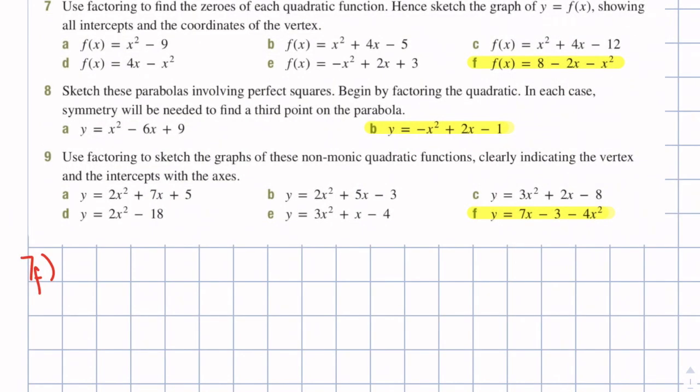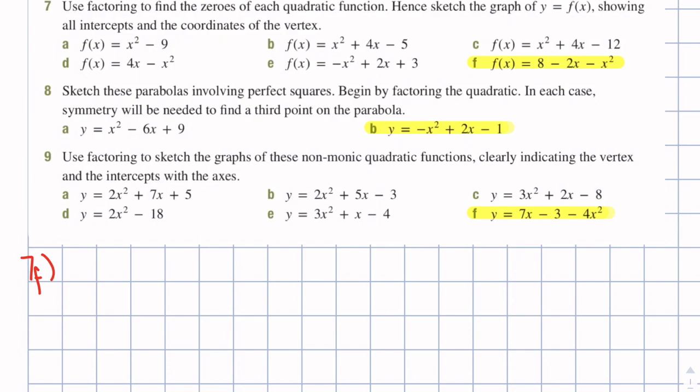Hello, so we're now going to have a look at some of the more tricky questions in the development section for exercise 3D, so sketching quadratics using factoring. With all of these questions, if you can't remember how to factorize or you can't bother factorizing, the quadratic formula is fine. I will not mark you down for using the quadratic formula instead. I've highlighted the questions I'm going to do, so let's start off with 7F.